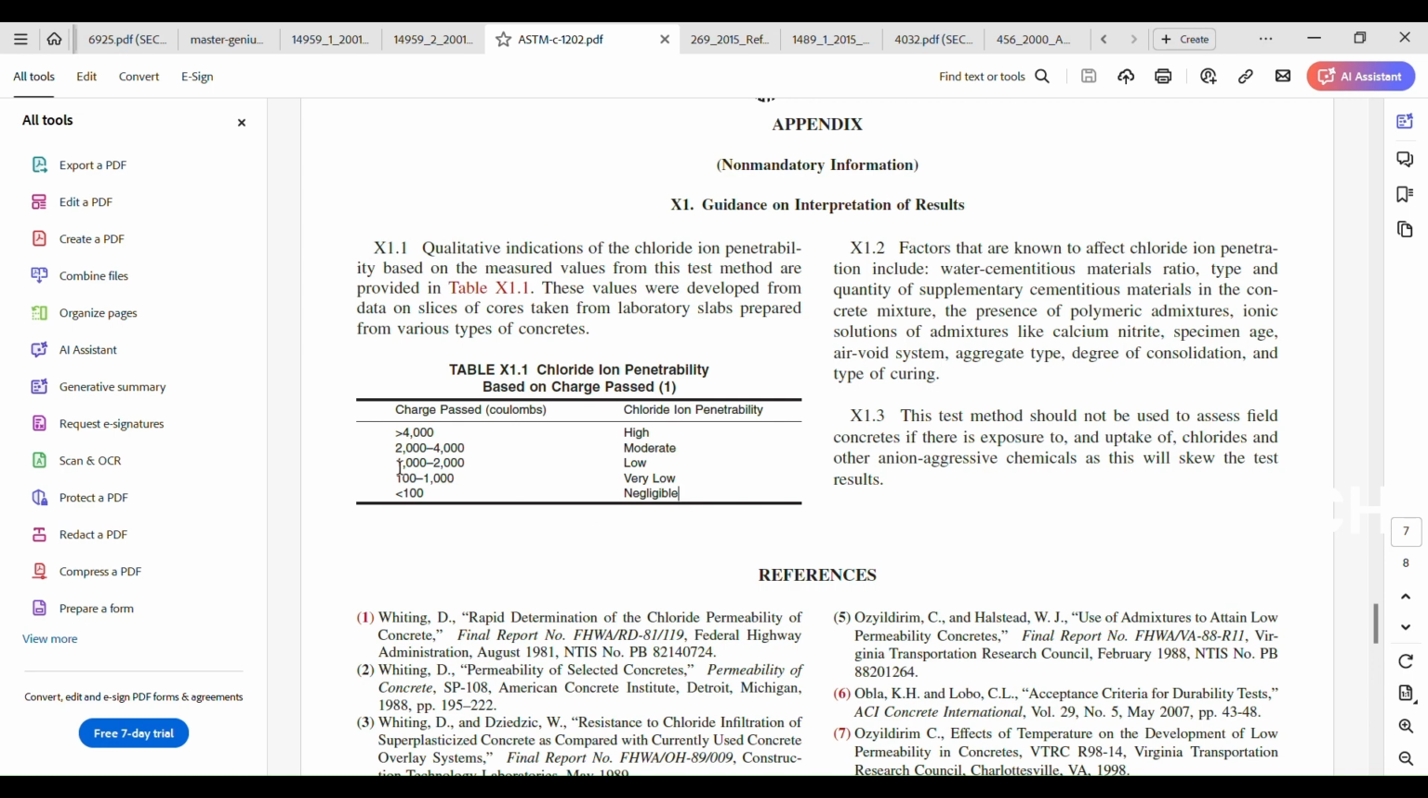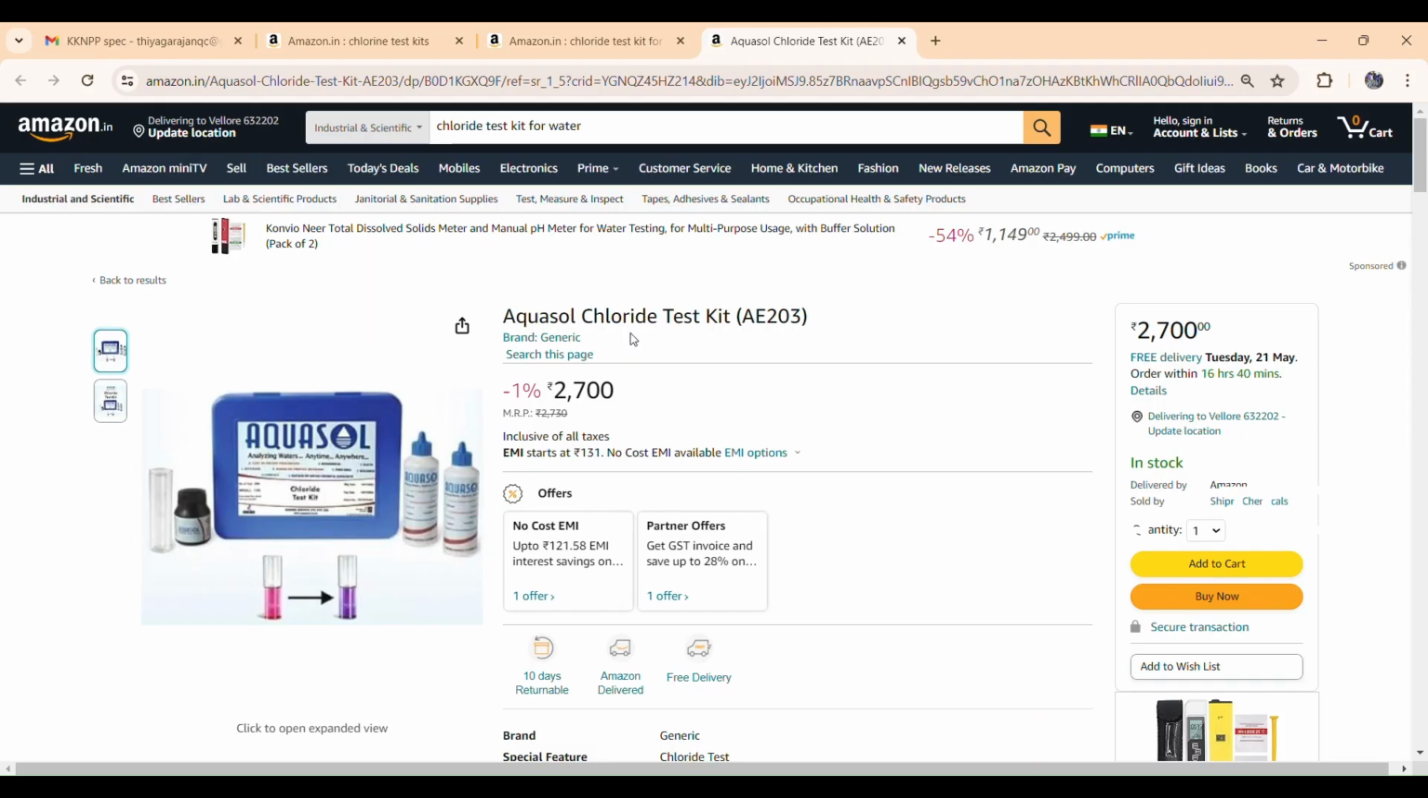This is the major condition of the chloride ion penetrability. Most of the customers want 1000 to 2000 coulombs charge passed because the chances of chloride ion penetrability will be low. In addition to that, I want to show some test kit for chloride content.